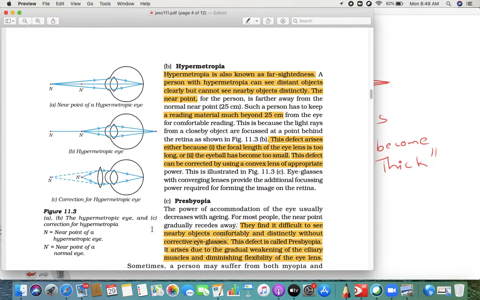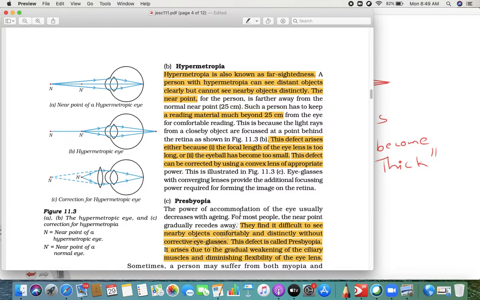See the first, a near point of a hypermetropic eye. The first one, A, is a normal eye. The second one, the hypermetropic eye, the light will meet behind the retina. So in order to correct it, what are you going to do? We are going to put a convex lens. What is a convex lens? It is a converging lens, so it will reduce the focal length. Are you getting me? So we put a convex lens of appropriate power so that a person can see properly.